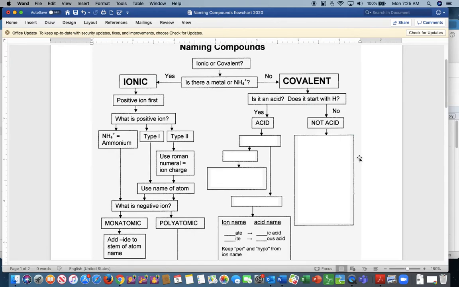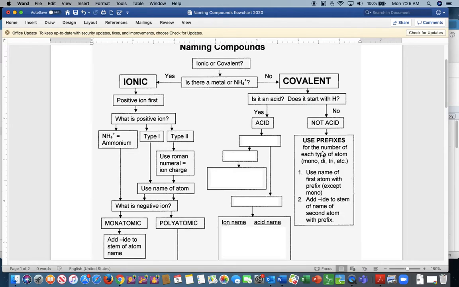So let's finish the not acid side so that we can just kind of finish this out. And the acids are going to be a little bit more complicated, I guess, or more thoughts to go through. So if it's not an acid, that means it's two nonmetals. Then we have kind of the easiest way of naming, and that's where we use prefixes.